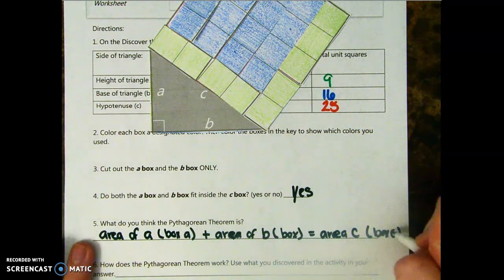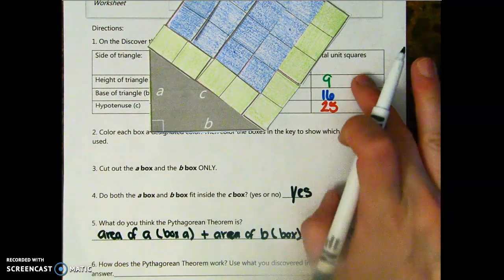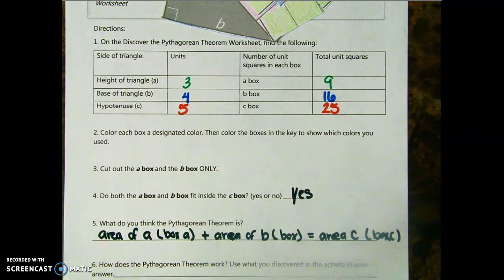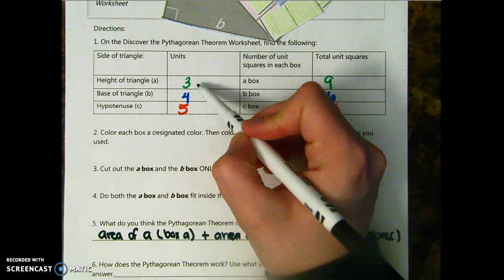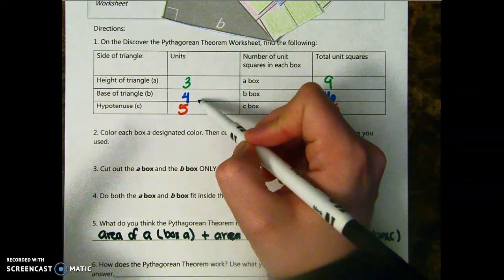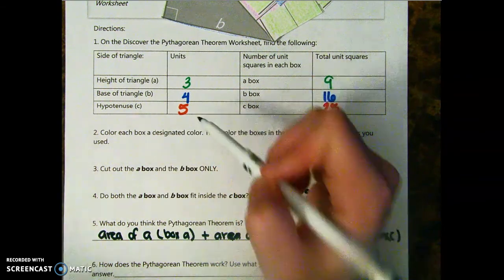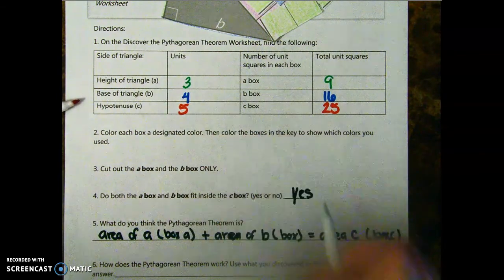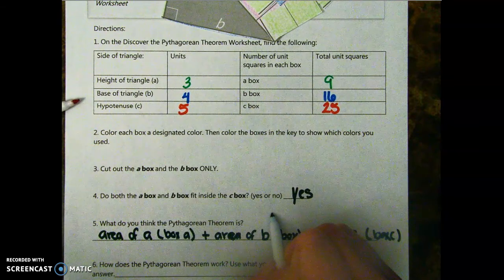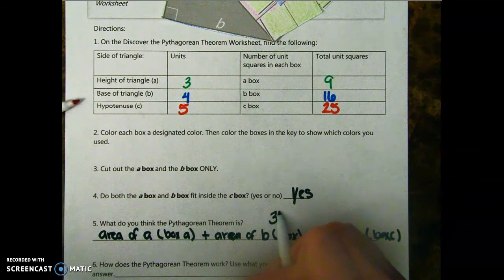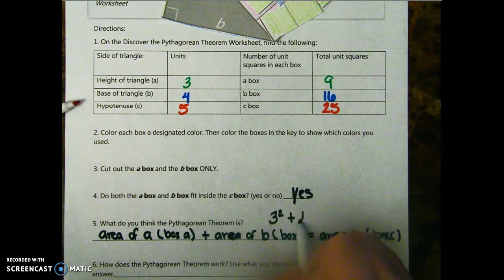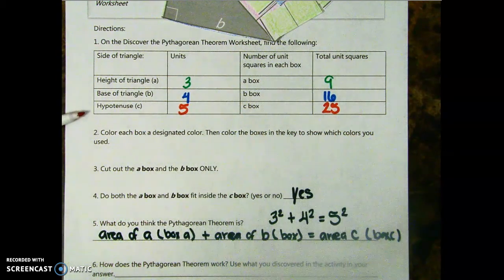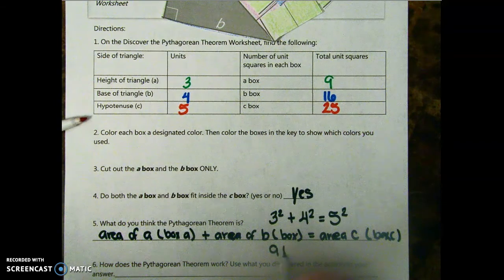Okay, and the way that we're getting to is we're realizing that the area inside the box is length times width, and then of a perfect square, that is really 3 times 3, or 3 squared, 4 times 4, which is 4 squared, 5 times 5, which is 5 squared. So box A was 3 squared. If I take the same concept and do 3 squared plus box B, which was 4 squared, equals 5 squared. So that would be 9 plus 16 does equal 25.